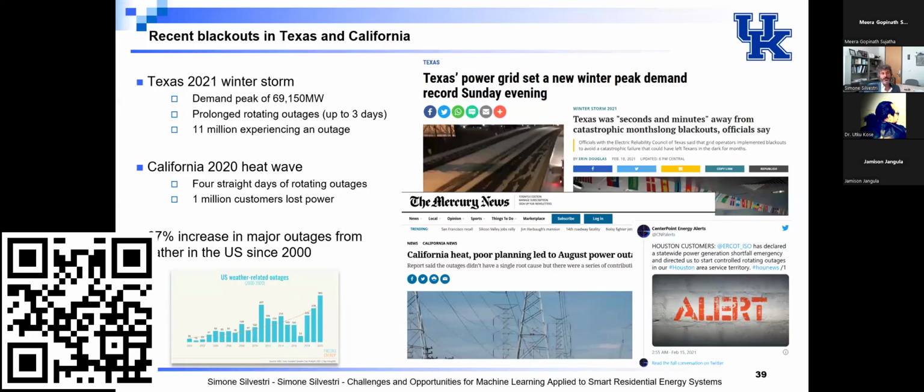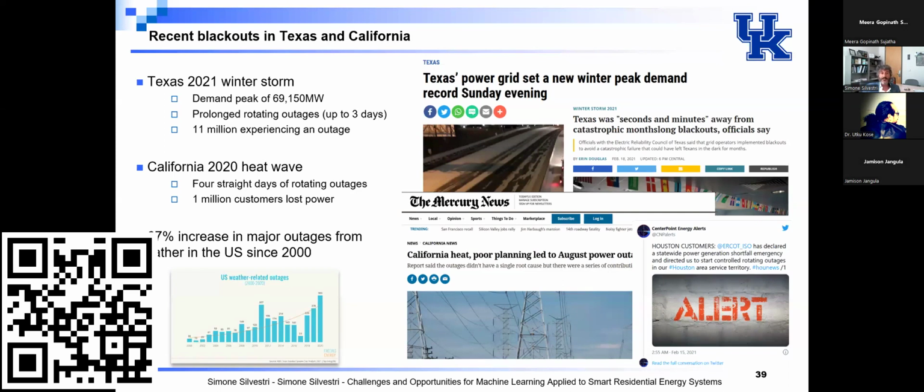So you may have heard of the recent outages that have happened in Texas and California in recent years. In Texas, we had a winter storm that caused a peak demand of more than 69,000 megawatts. And this caused the system operator to introduce what are called rotating outages. So basically they shut off on purpose some part of the system just to try to keep the demand more or less under control with respect to what they are able to generate.